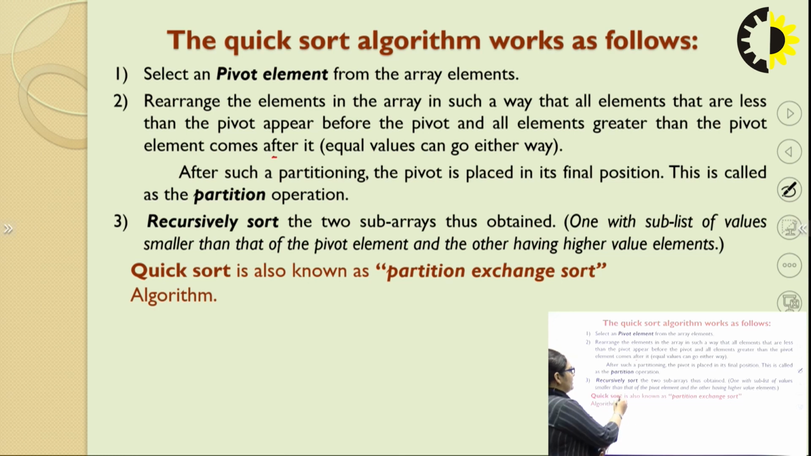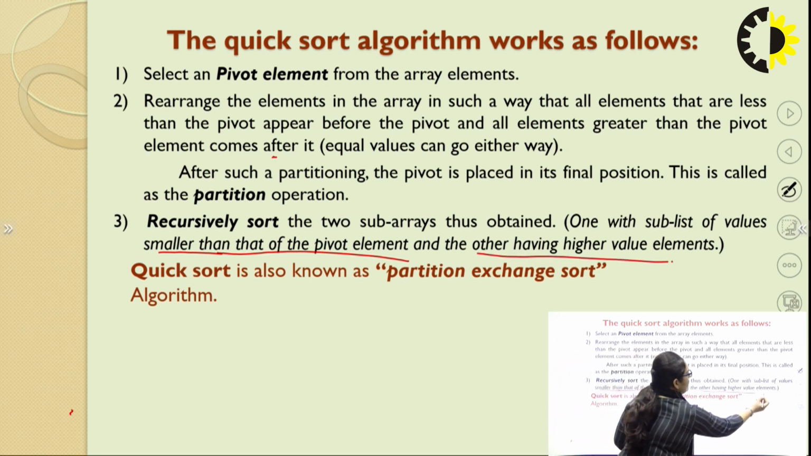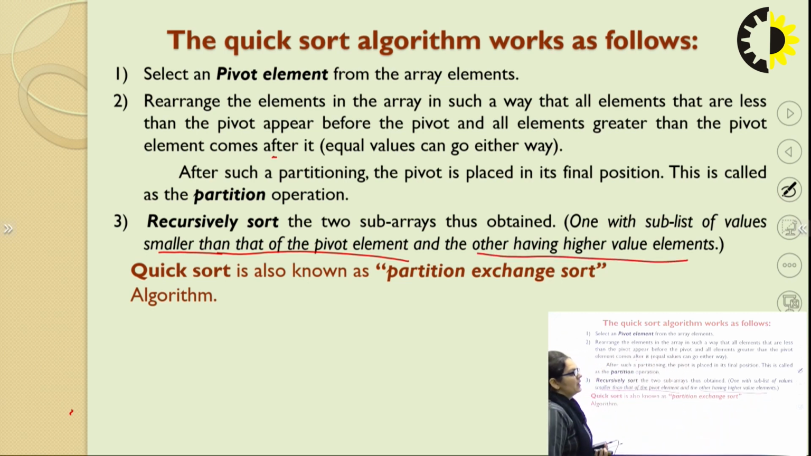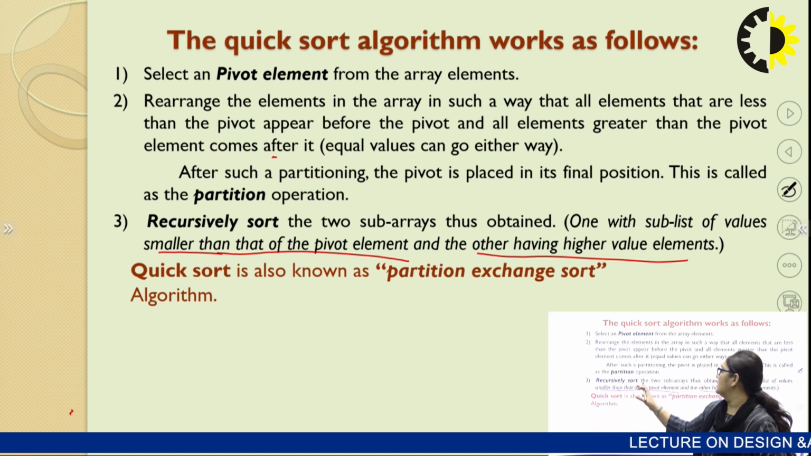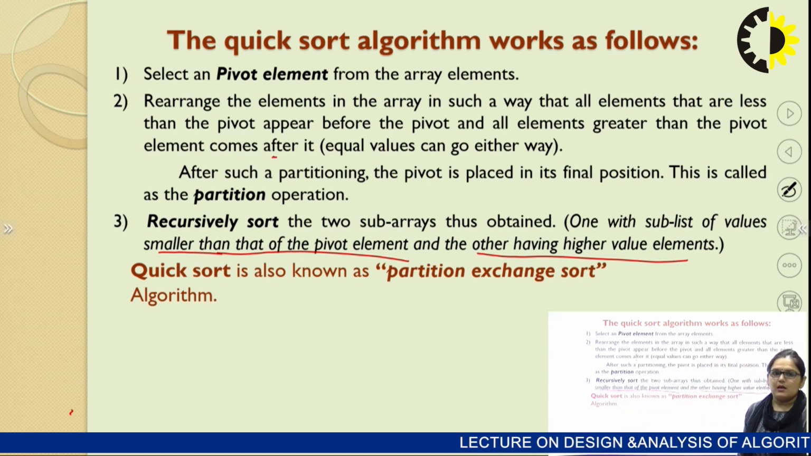One left subarray has the elements which are smaller than the pivot element, and the other subarray has the elements which have a higher value compared to the pivot. And we have to recursively sort these two subarrays obtained. That's why the quick sort algorithm is also known as the partition exchange sort algorithm, because it is totally based upon the partitioning of the given array with the help of the pivot element.